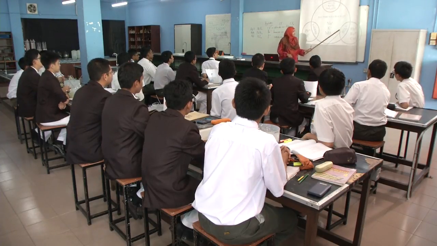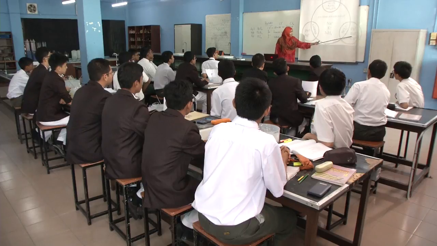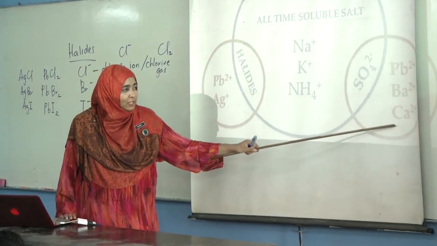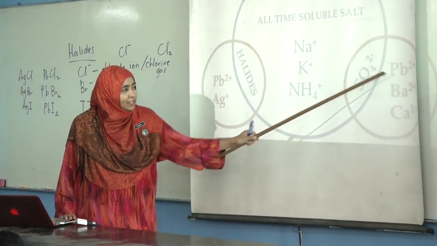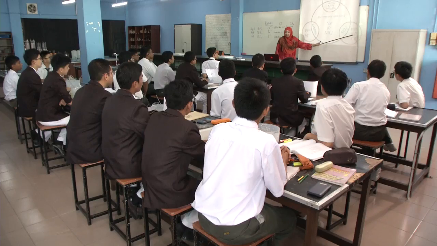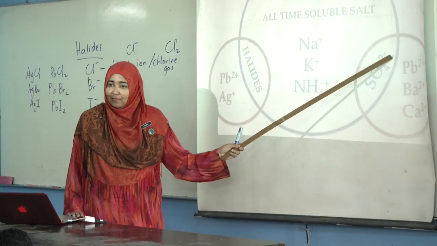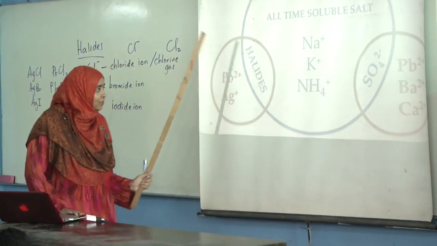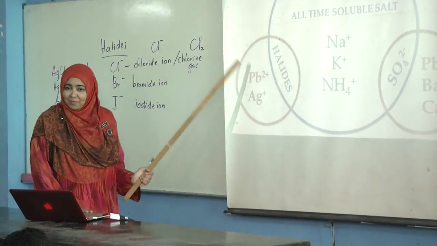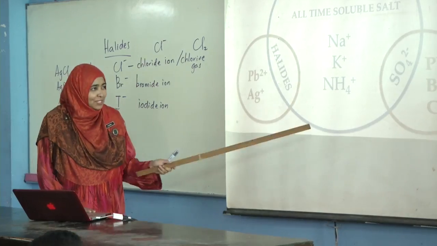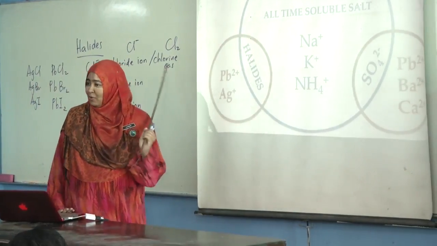Now, let's go to sulfate. For sulfate, we have Pb2+, Ba2+, and Ca2+. So, Pb2+, Ba2+, Ca2+ mean lead sulfate, barium sulfate, and calcium sulfate. So, how to make it easier? Any example? Just now, I gave already: permaisuri agung. Yes, Persatuan Bahasa Cina. Okay, that's one good one. Any more suggestion?